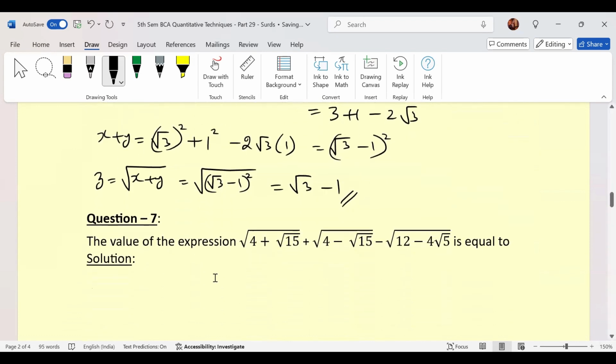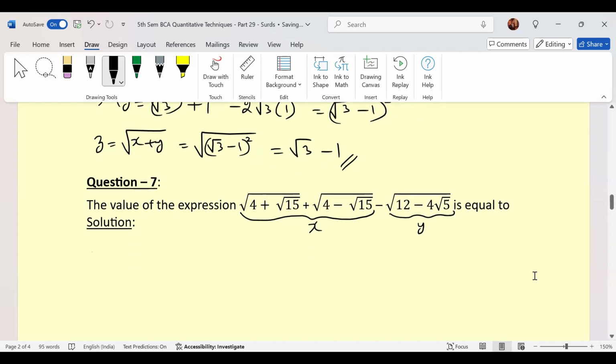The value of the expression root of 4 plus root 15 plus root of 4 minus root 15 minus root of 12 minus 4 root 5. So first let us consider together this as x, this as y. So we are supposed to find x minus y. First consider x. x is square root of 4 plus root 15 plus root of 4 minus root 15.